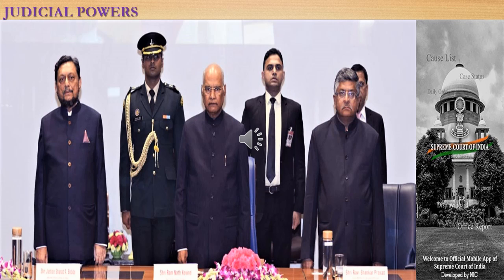Then judicial power. Article 72 confers on the President the power to grant pardons, reprieves, respites or remissions of punishment, or to commute the sentence of any person convicted for an offence. So Article 72 gives the President the power to grant pardon. Pardon means an official decision not to punish somebody for a crime.